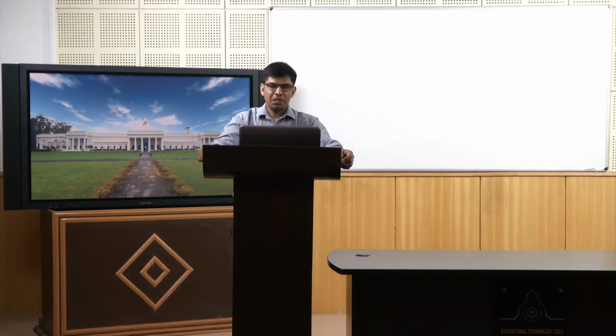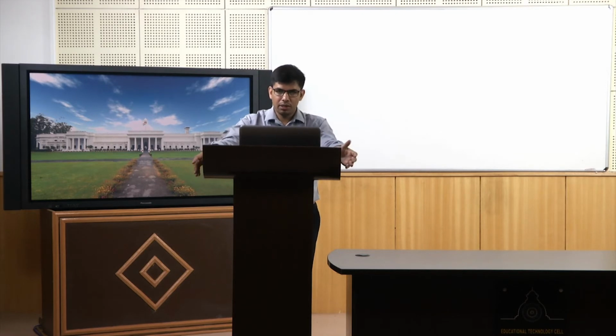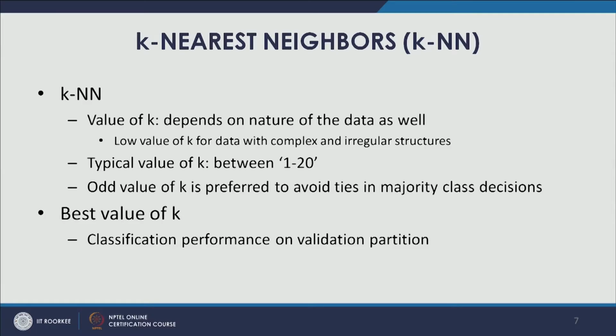Now we look at the typical value of k that is generally suitable. So we take a value of k between 1 to 20. Now even within this range, an odd value of k is preferred to avoid ties in a majority class decision.